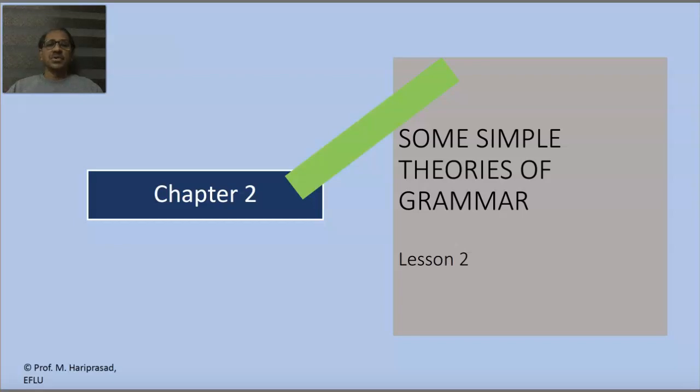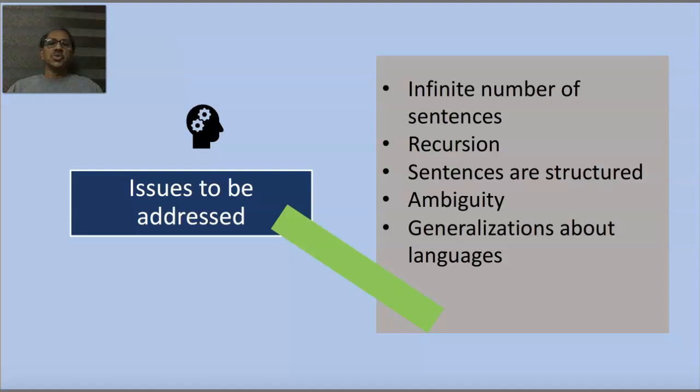In the last video, we have learned about some simple theories of grammar. Particularly, we looked at lists as grammars and regular expressions. And we saw that they cannot account for different features of languages. What are the issues to be addressed in our grammar?